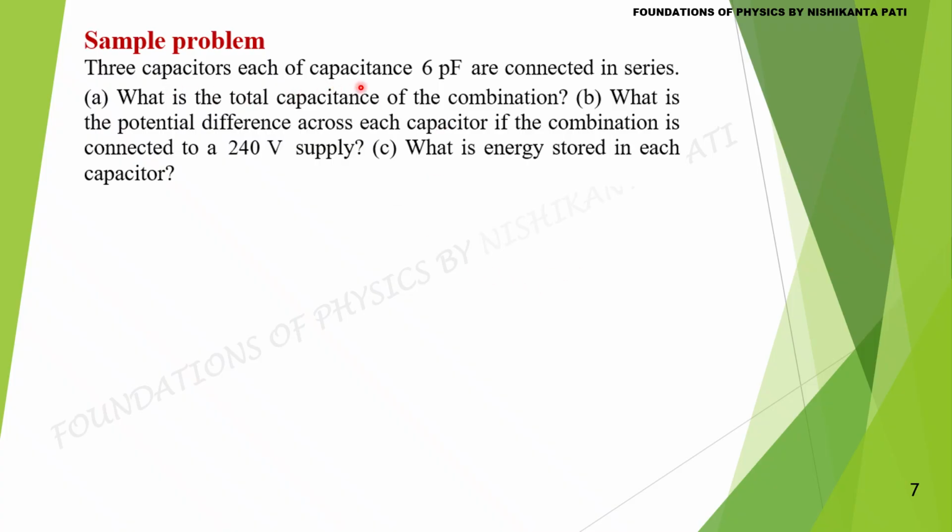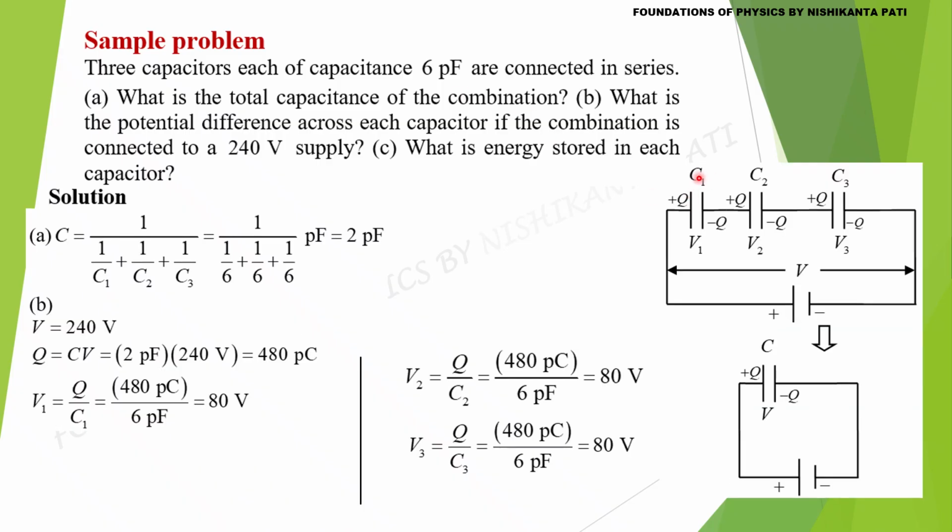Three capacitors, each of capacitance 6 picofarad, are connected in series, and that group is connected across a 240 volt supply. These capacitances C1, C2, C3 each have capacitance 6 picofarad. So the effective capacitance is coming 2 picofarad. Q, Q, Q, here also Q. V1 potential difference, V2 potential difference, V3 potential difference, V potential difference, V must be equal to V1 plus V2 plus V3.